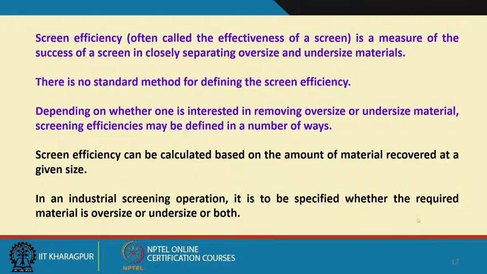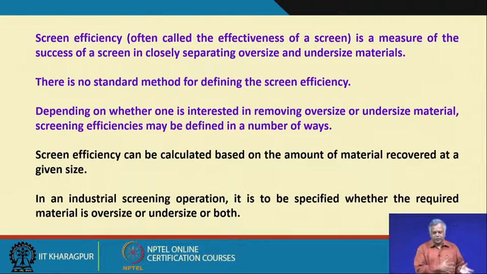Screen efficiency, often called the effectiveness of a screen, is a measure of the success of a screen in closely separating oversized and undersized materials. That is, how effectively it has separated the oversized materials available in your feed and the undersized materials available in your feed. There is no standard method for defining the screen efficiency.